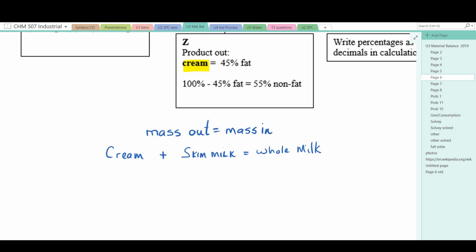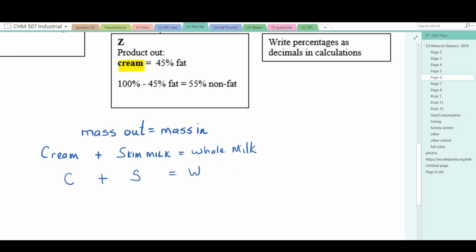So how about if I call the kilograms per hour of cream the variable C. So I'll say there's so many kilograms per hour of cream, plus the variable for skim milk, I'm going to call it S. There's so many kilograms per hour. That's an unknown. I'm trying to figure that out, actually, S. And that's equal to whole milk, which I will call W, or M if you wish.